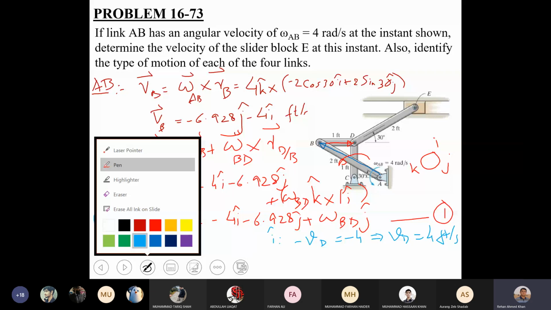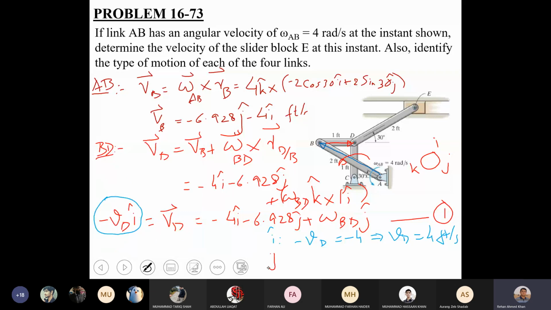Yes sir. Okay, now when you compare the j coefficients, on the left hand side what is the j coefficient? 0. On the right hand side it is -6.928 plus omega BD. So once you solve it, omega BD comes out to be 6.928. Aur sign chunki positive aaya, it means your assumption regarding omega is correct. And this link BD is basically rotating in a counterclockwise direction with an angular velocity of 6.928 radians per second.